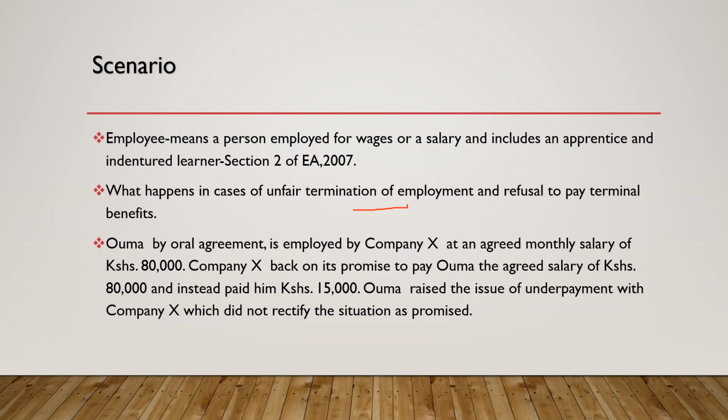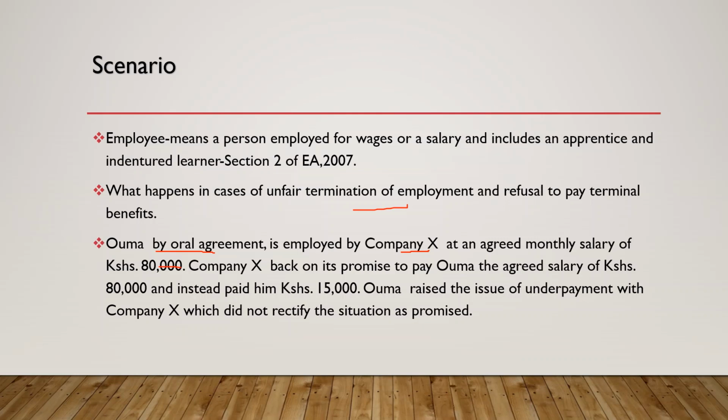Now, I want us to use a practical scenario so that you appreciate these concepts much better. So as you can see from your screen, imagine there's an oral agreement that has been entered into between Ouma and his employer, and in this case the employer is company X. They go ahead to agree on a monthly salary of 80,000, and along the way company X goes back on its promise of paying Ouma a monthly salary of 80,000, but instead the company pays Ouma 15,000.